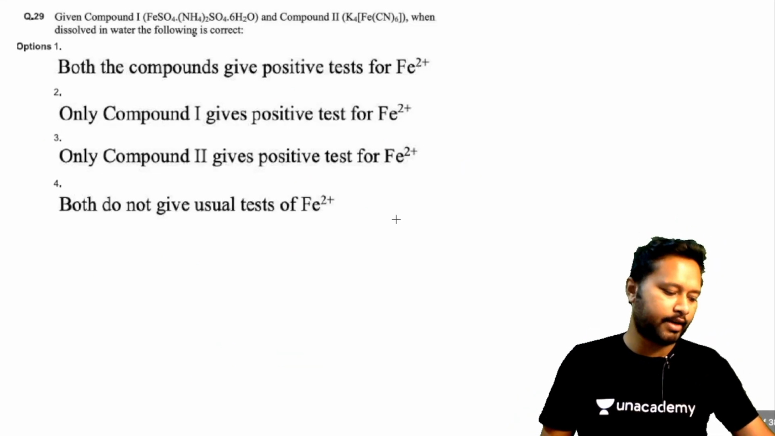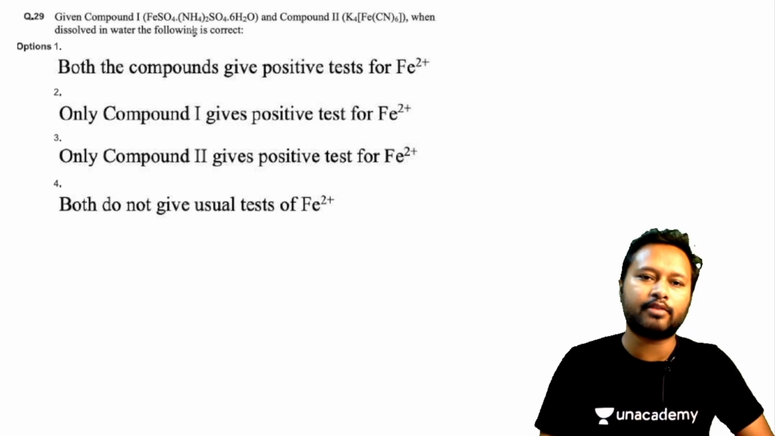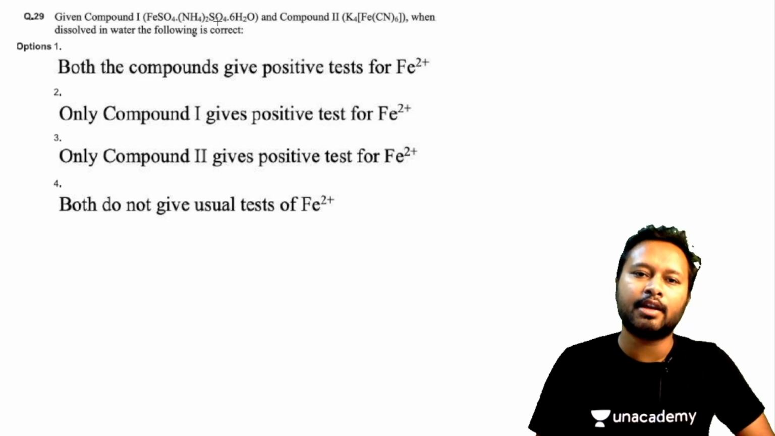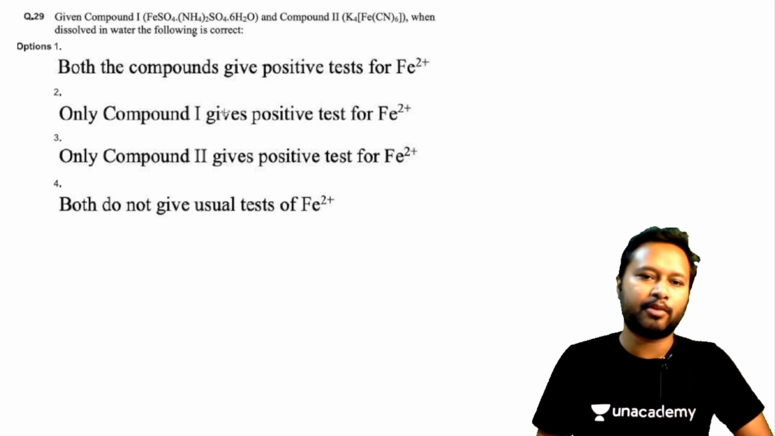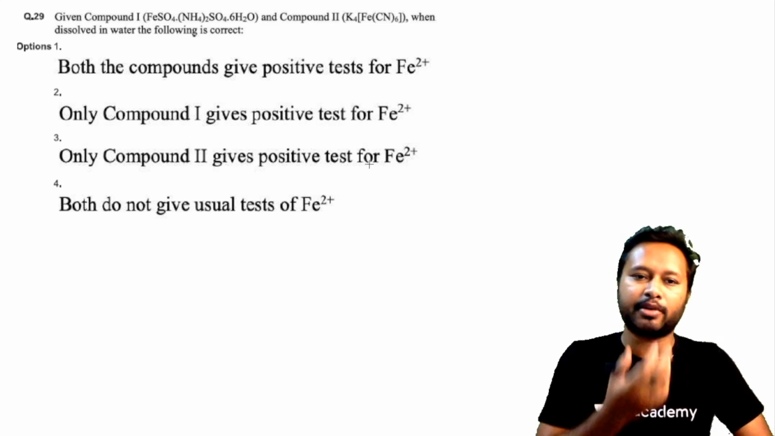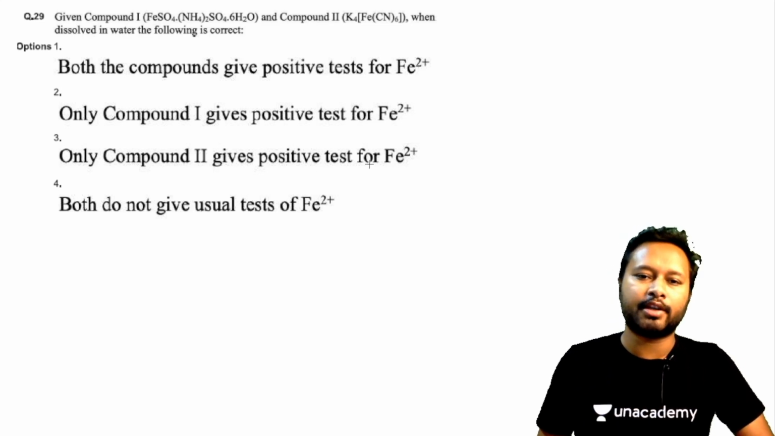It says that compound 1 is FeSO4 (NH4)2SO4.6H2O and compound 2 is K4[Fe(CN)6]. When it is dissolved in water, the following is correct. It says both the compounds give positive test for Fe2+. Only compound 1 gives positive test for Fe2+. Only compound 2 gives positive test for Fe2+. And both do not give the usual test for Fe2+.